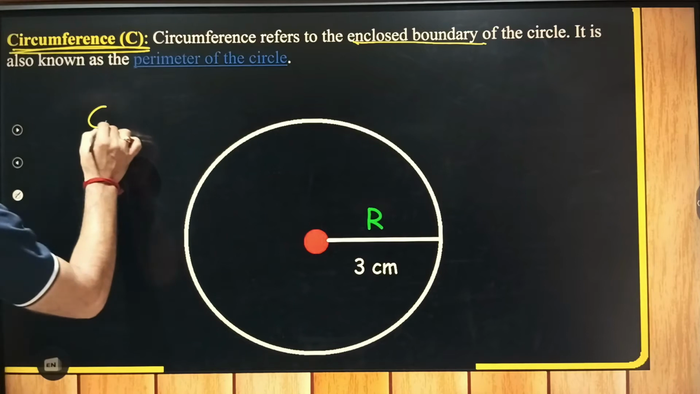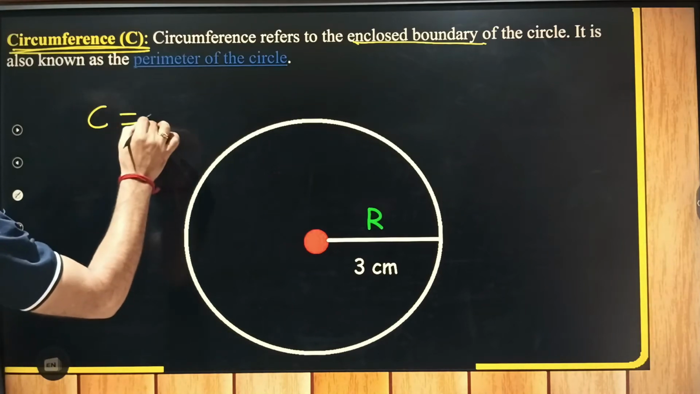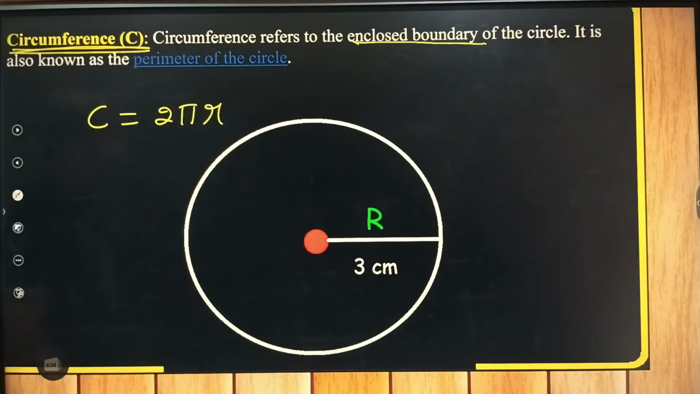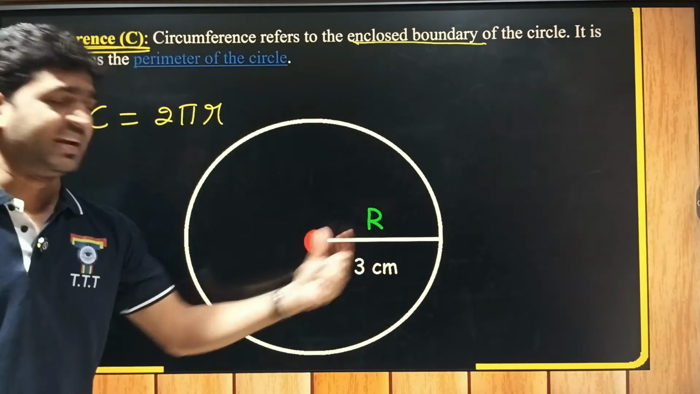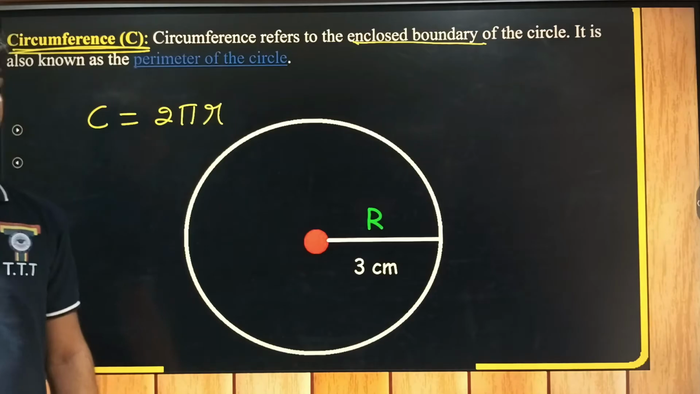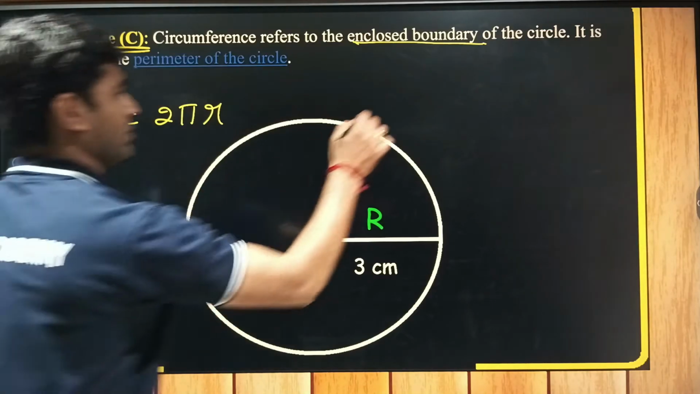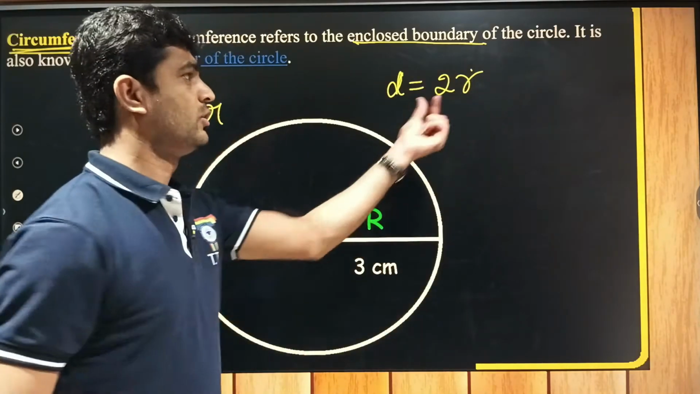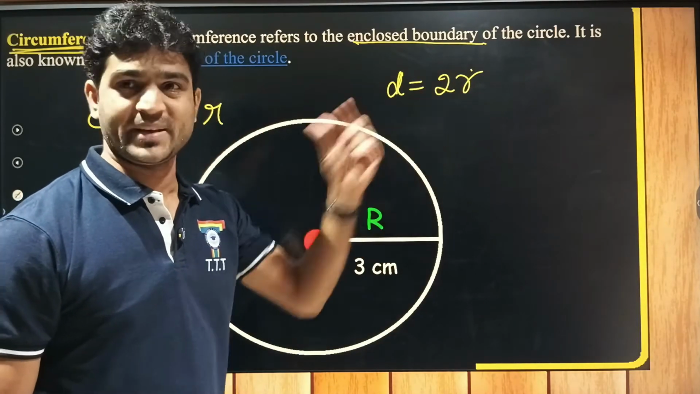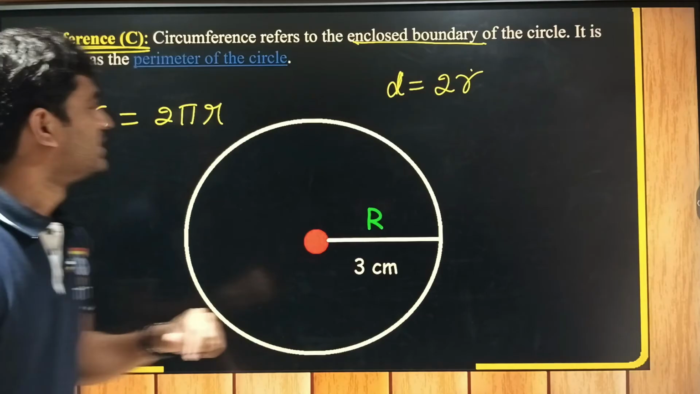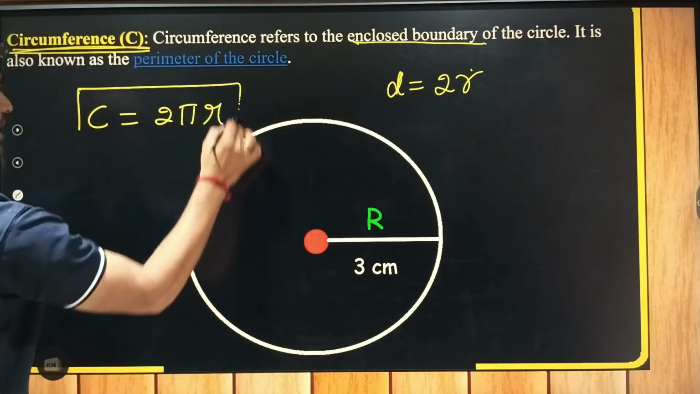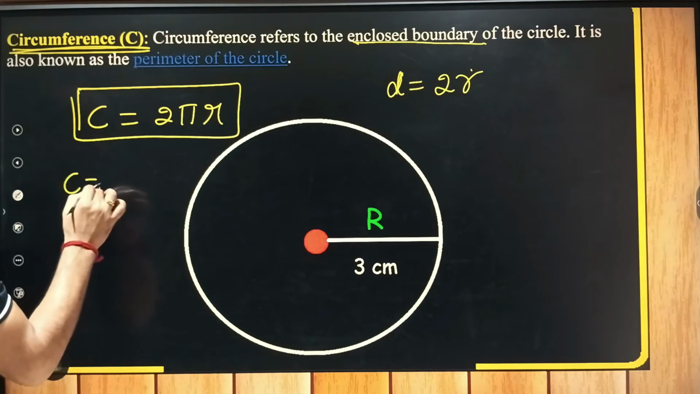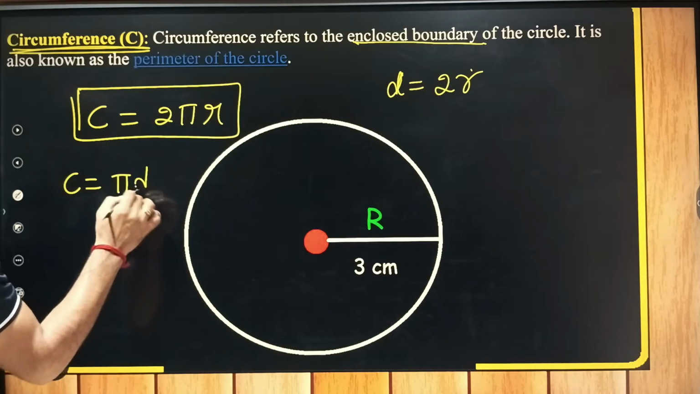This circumference C can be found by 2 pi r, where r is the radius. This we also know. What do you mean by diameter, sir? Diameter can be expressed with respect to 2r. 2r means diameter. Okay. If asked for a formula for circumference, it is 2 pi r. Or circumference C equal to pi into d can also be written.